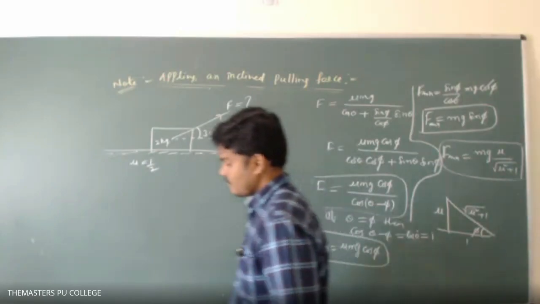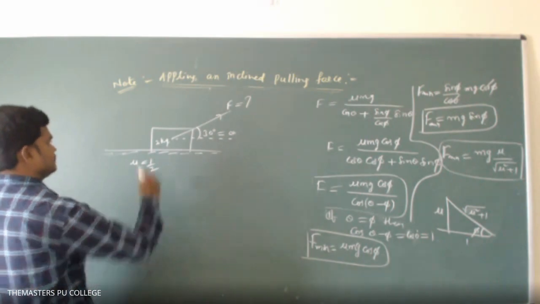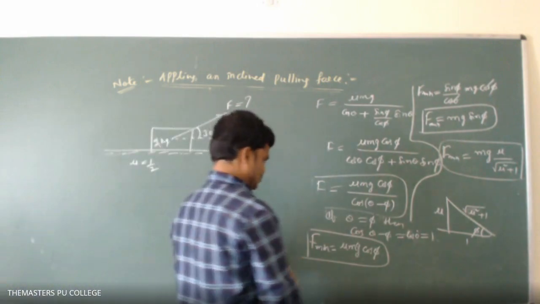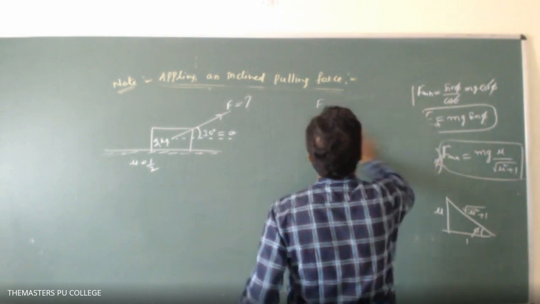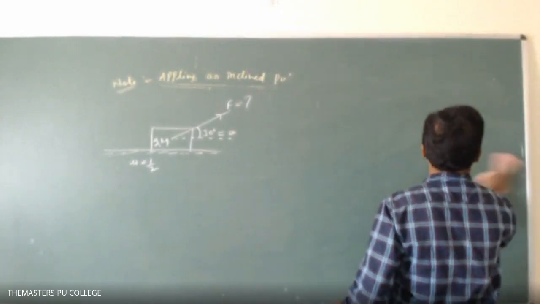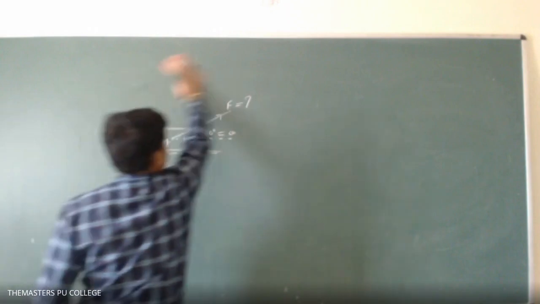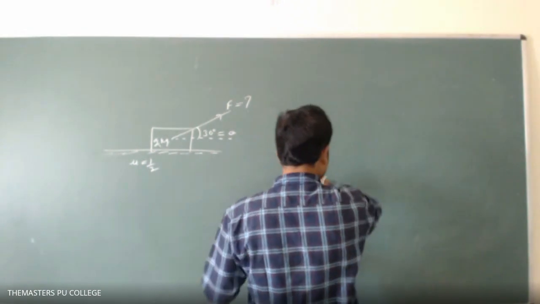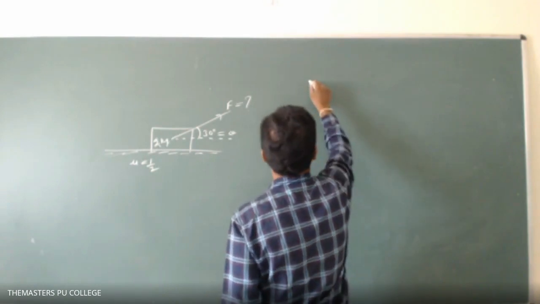So what is the mass, sir? It's not visible. Yeah, tell me. So what is the mass, sir? 2 kg. Okay, sir. Yeah, 2 kg. Mass is 2 kg.